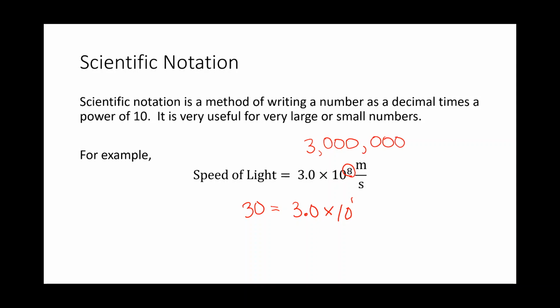Ooh, I put my commas in the wrong place. My comma should actually go here. So it's really helpful with really big numbers, but not so helpful with medium to small numbers. 30 is relatively small. I mean, 300 million is pretty big.